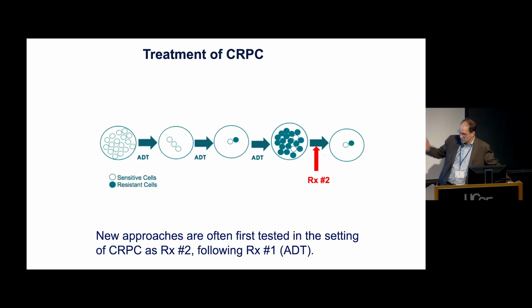So CRPC essentially reflects this next to last circle over here. And the question is, what are the treatment number 2s that we can develop if ADT is treatment 1 to address CRPC? And I will say, and we get lots of questions about this as well, that new treatments, you're going to hear from Dr. Owen momentarily on immunotherapy, almost always, not always, but almost always are tested in this setting, in the CRPC setting.